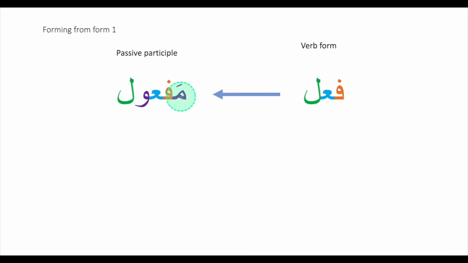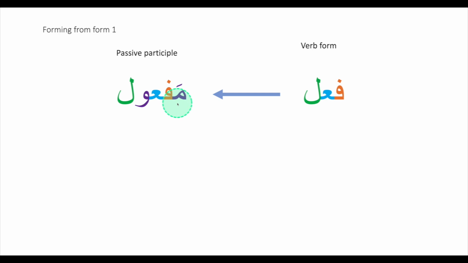Great, let's take it step by step. Now let's see how you can form the passive out of form 1. The verb form is فعل, and that's the standard. So فعل is the standard form or pattern, and again, it does not mean anything, it's just a pattern. And if you would make the passive, all you need to do is just to add an extra M with a ma, and a waw before the last letter. So you end up saying مفعول.